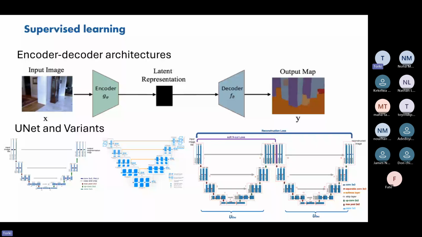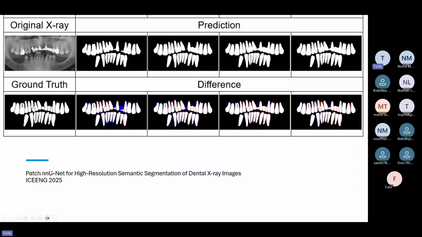Here is one example from one paper I co-authored with my master student. She was doing semantic segmentation on panorama X-ray, and this on the bottom here, this is the ground truth. This should be the mask that should be predicted. And on the top was the original panorama X-ray. And here we have 4 outputs because we used the 4 different techniques. They are mostly using UNet and its variants. And we can see there are some differences.